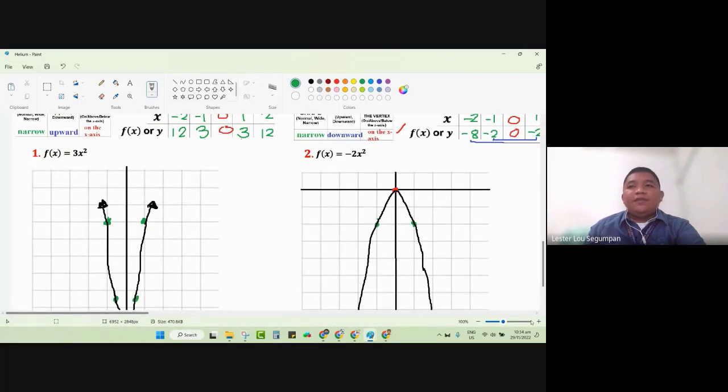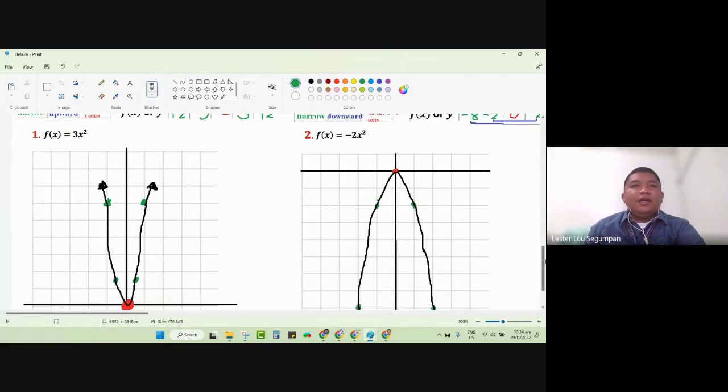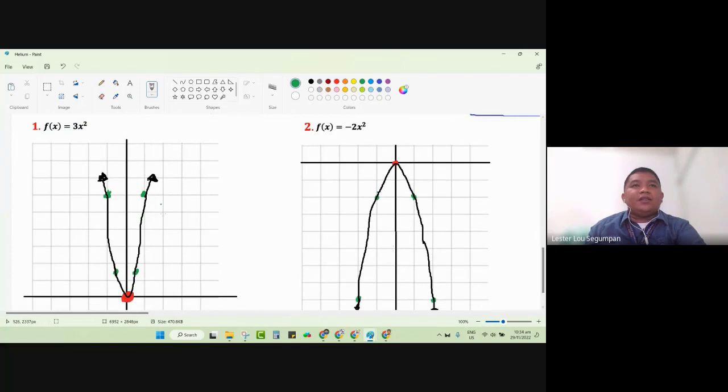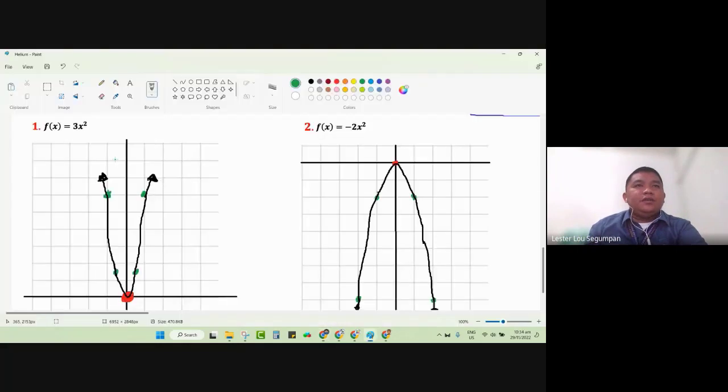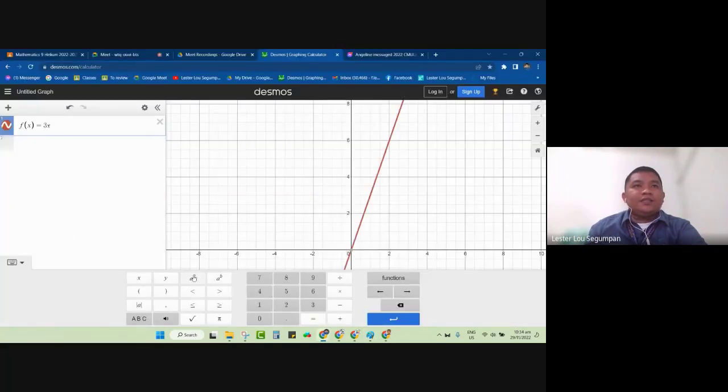So my graph is not really aesthetically correct, but it should be similar to this. If it's not, then our graph may be incorrect. So f of x equals 3, and then you have here your x and then squared.